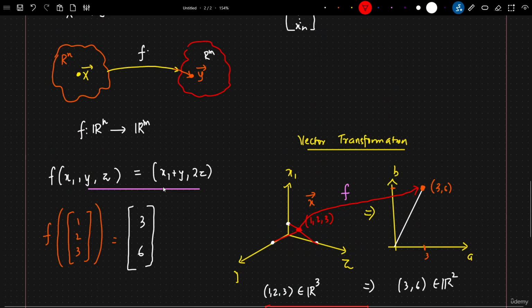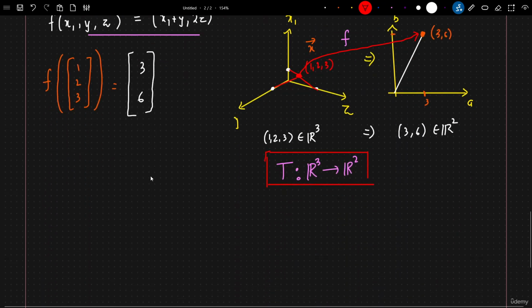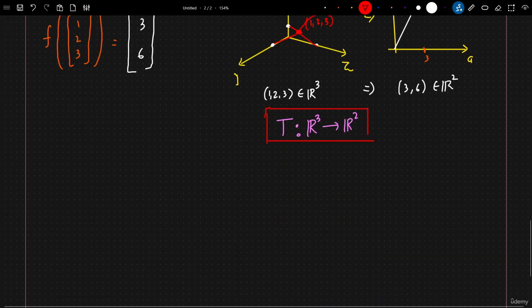Now let's go ahead and see some of the examples of why we specifically perform vector transformation, just to make you understand why it is important in data science. And then in the upcoming video, we will talk about some very important types of transformation that we will do.